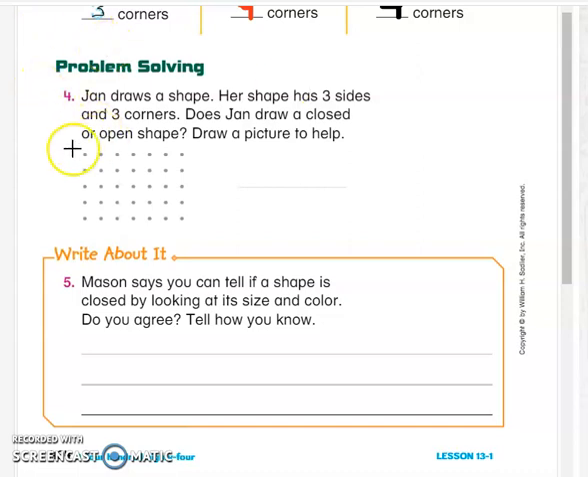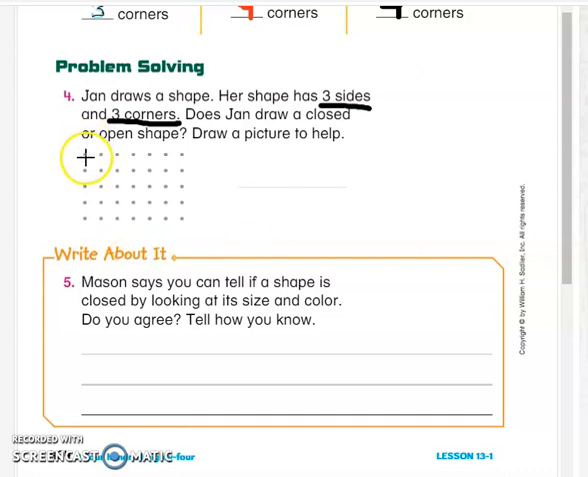It says, Jan draws a shape. Her shape has 3 sides and 3 corners. Does Jan draw a closed or open shape? Draw a picture to help. Now, it's really important that we realize that this is asking for 3 sides and for 3 corners. I don't want to cover up the writing. 3 sides and 3 corners. So we have to make sure that as we're drawing that our shape has both of those things. All right? So here we go.